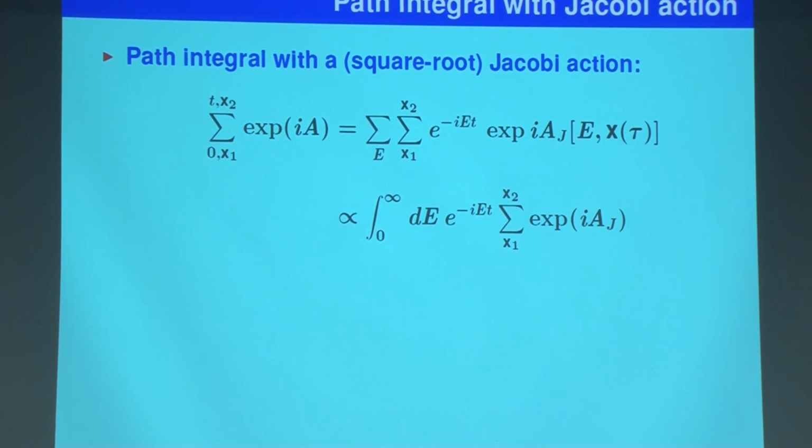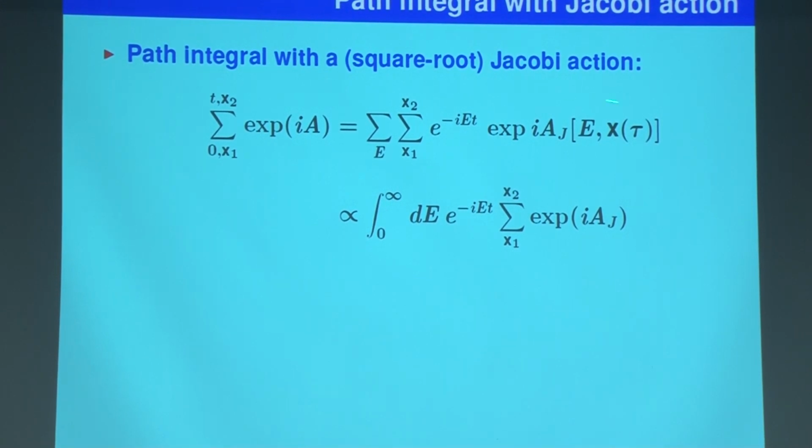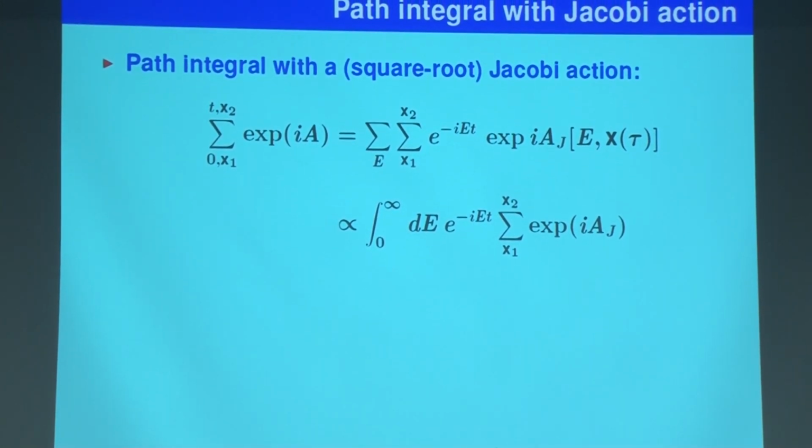I could have thought of it for a system with a conserved Hamiltonian, that I first go along different paths x1 to x2 with a Jacobi action with an energy E, and then you do what he was saying, that you sum over all the energies. But when you are summing over all the energies, quantum mechanics tells you that you have to put a phase e to the minus iEt, because the amplitude for a particle to propagate with an energy E has a weightage e to the minus iEt.